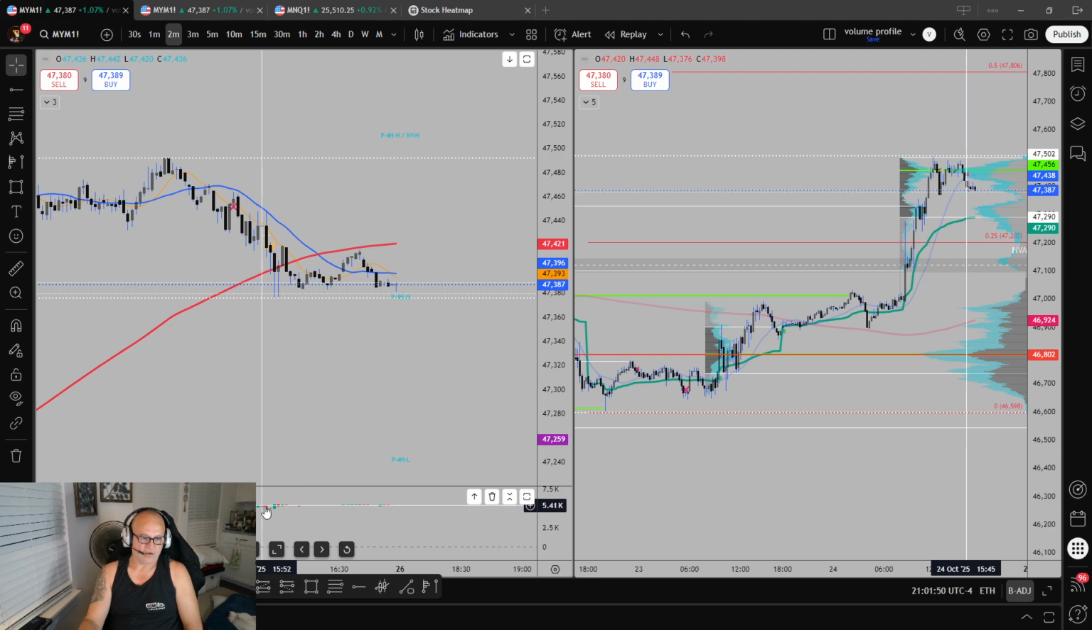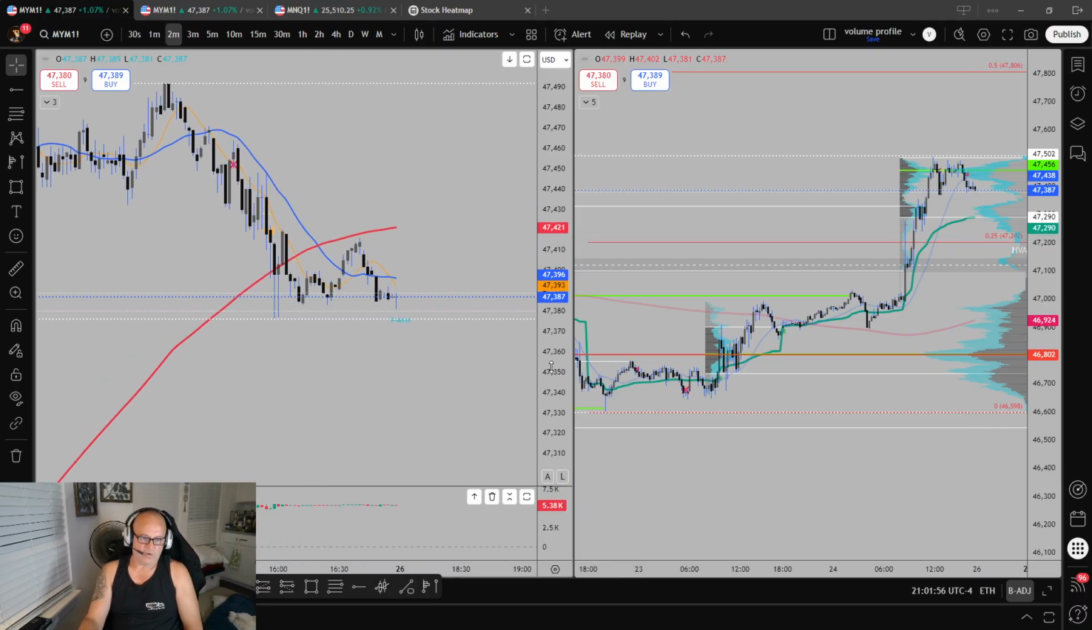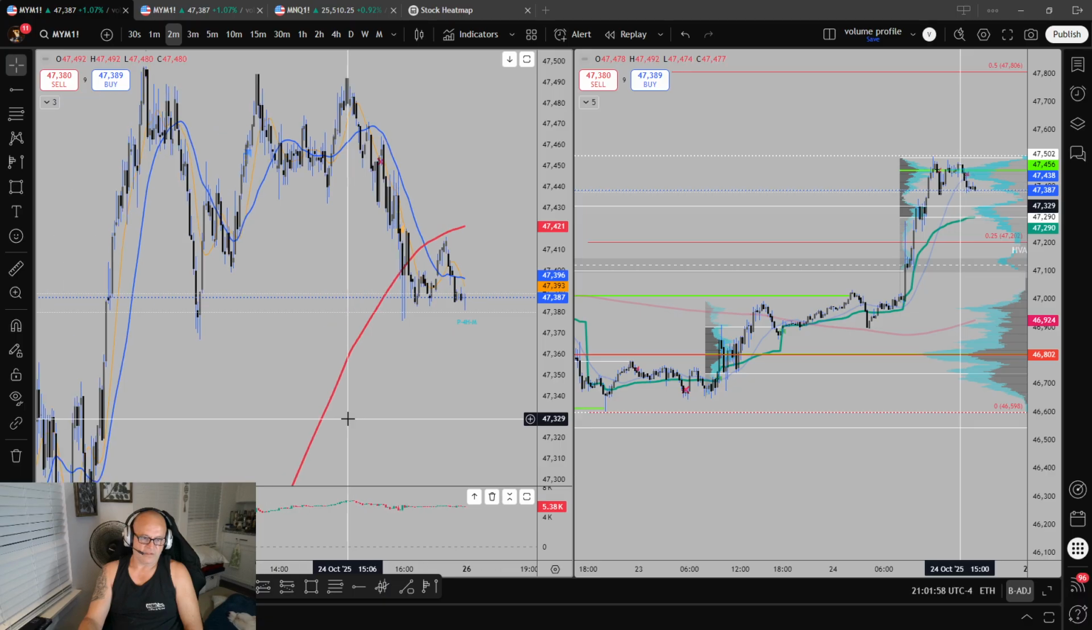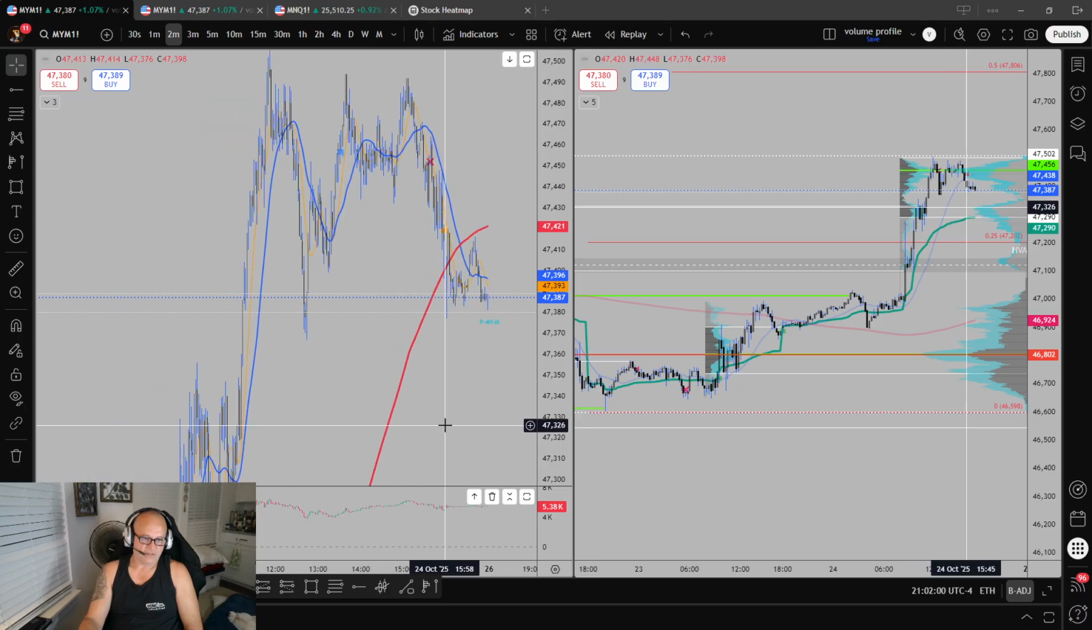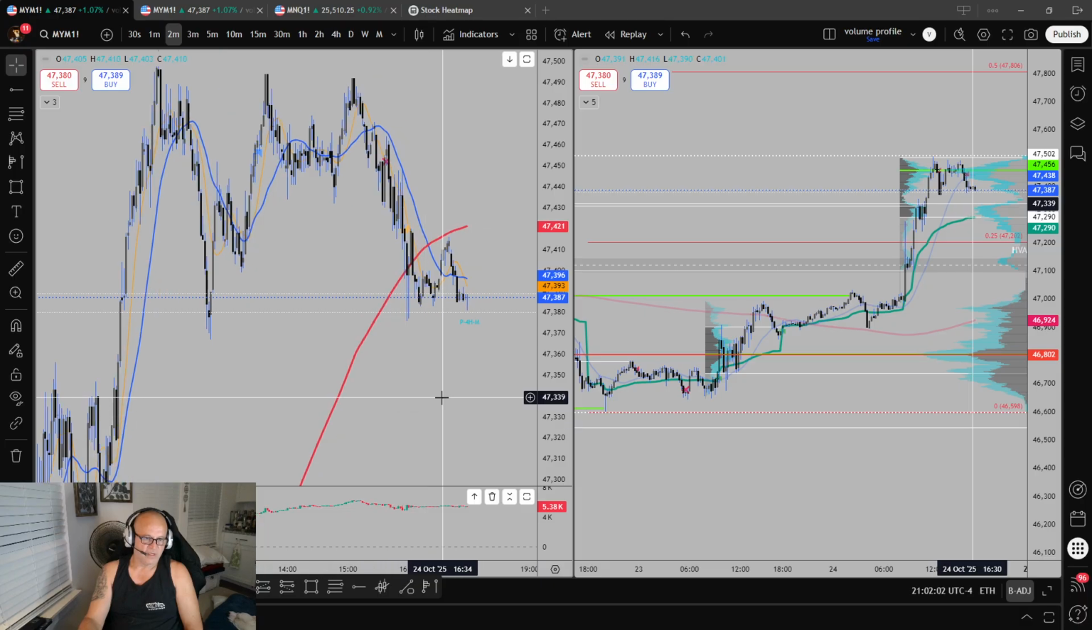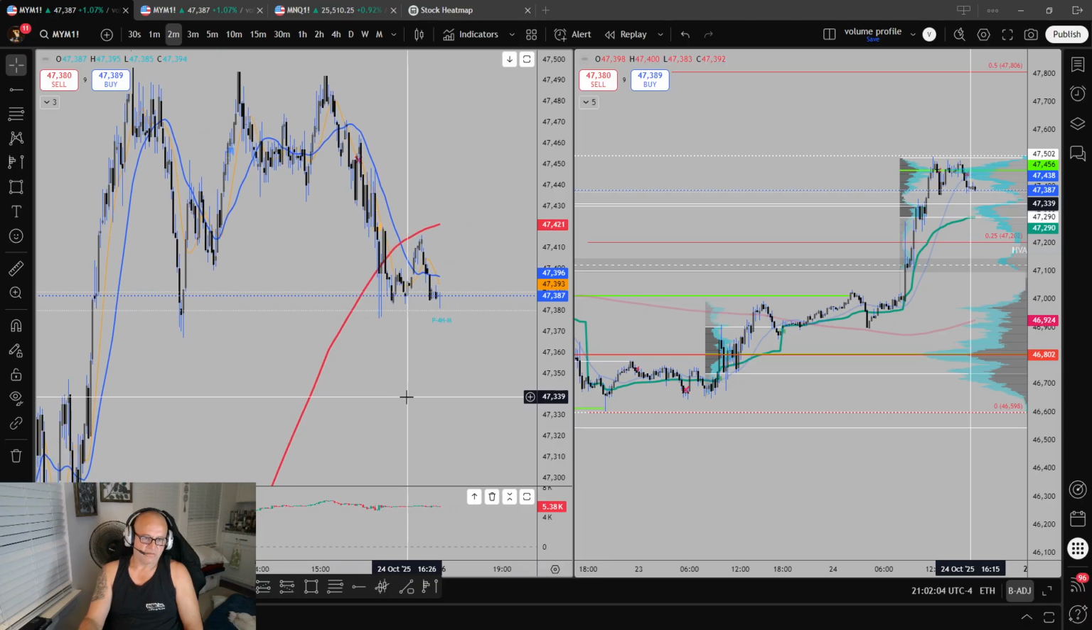On this chart, I also have the cumulative volume delta because when I get to an area that I want to trade in, I do like to see some volume delta divergence as well. It just adds a little bit more confirmation to my entries.